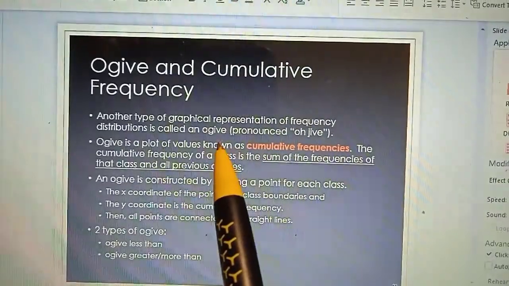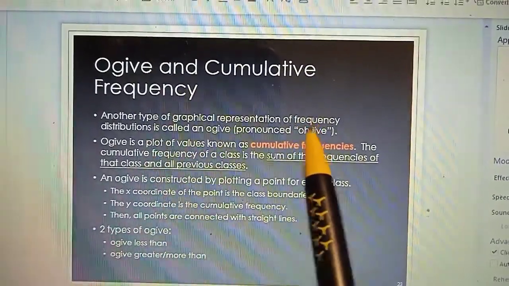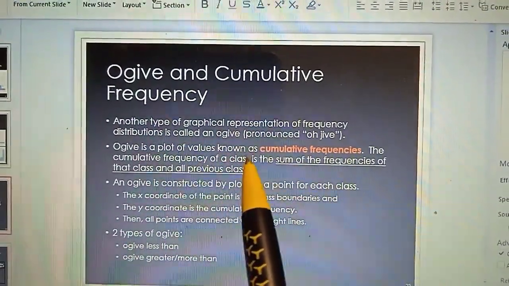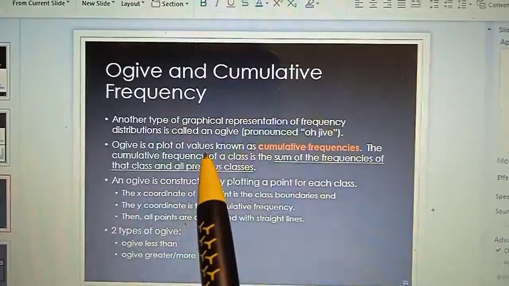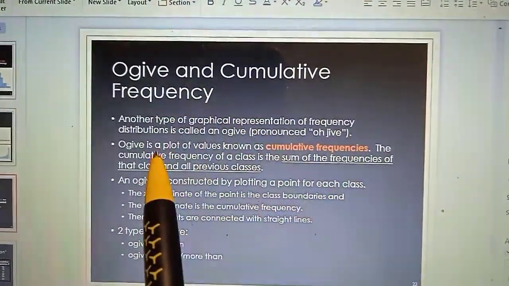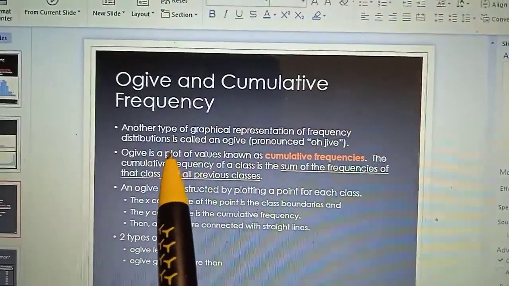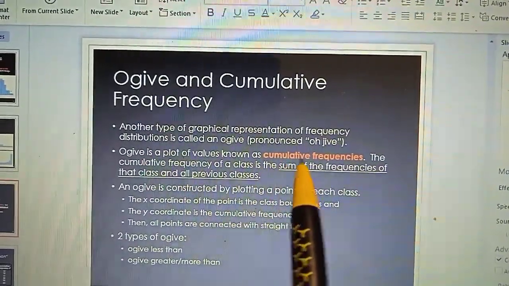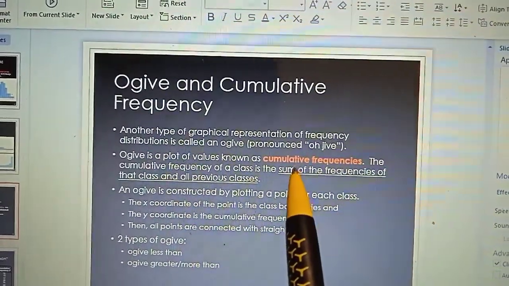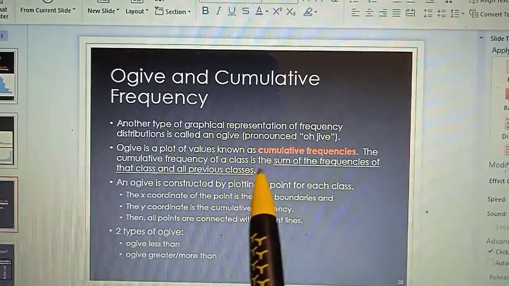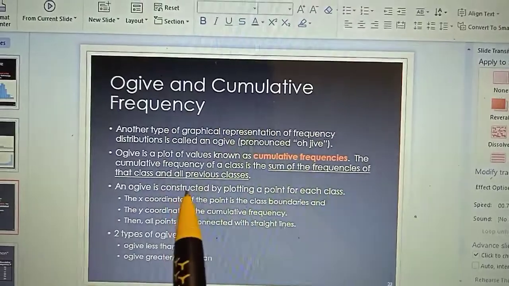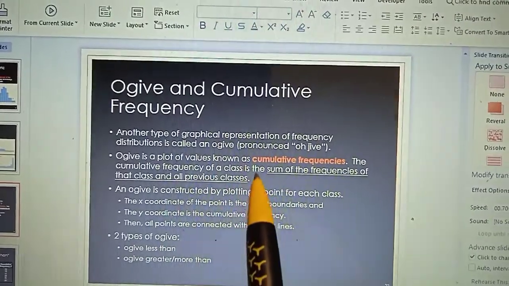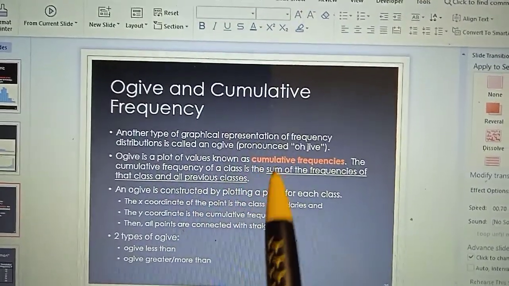Another graphical representation of a frequency distribution is called an ogive. An ogive is a plot of values known as cumulative frequencies. The feature of an ogive that differs from the histogram and polygon is that the data is displayed in cumulative form. The cumulative frequency of a class is the sum of the frequencies of that class and all previous classes. This means we add up the frequencies in sequence.